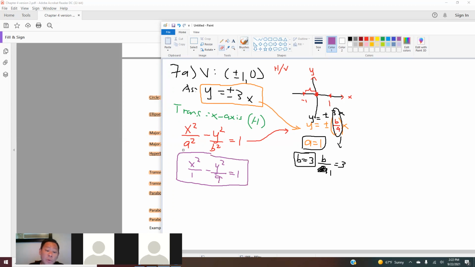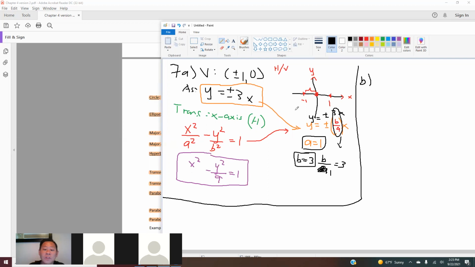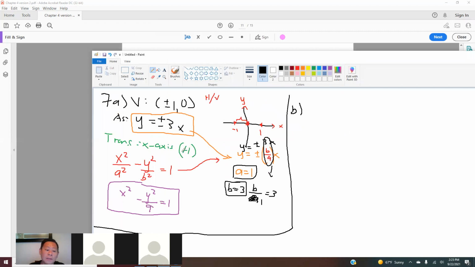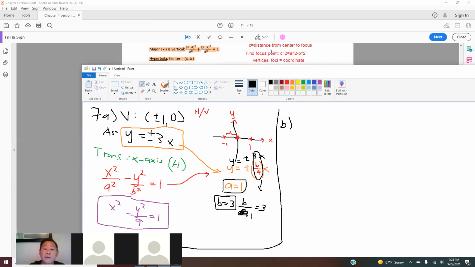And as usual, you can erase the over 1 because it is redundant, or if you want to put over 1, I am fine with it. So this is how you do question 7a. First draw the sketch, figure out whether it is horizontal or vertical from the sketch, then give me the formula, and usually you need to figure out a and b. So let's take a look at question b.